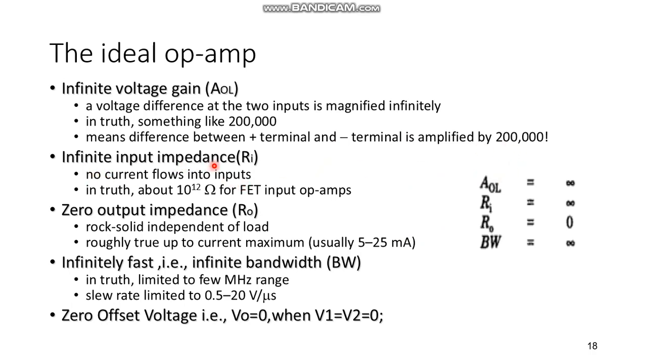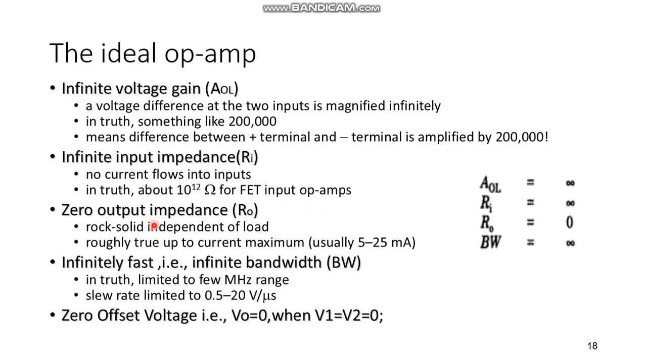Infinite input impedance: no current flows into the input terminals. It is true that its value is 10 power 12 for FET based op-amps. Earlier we have seen transistor based op-amps. If the same op-amp is designed with FET, field effect transistors, its input impedance is 10 power 12.